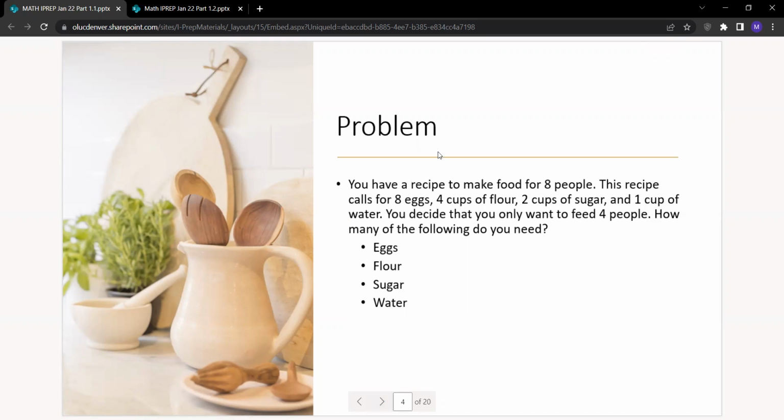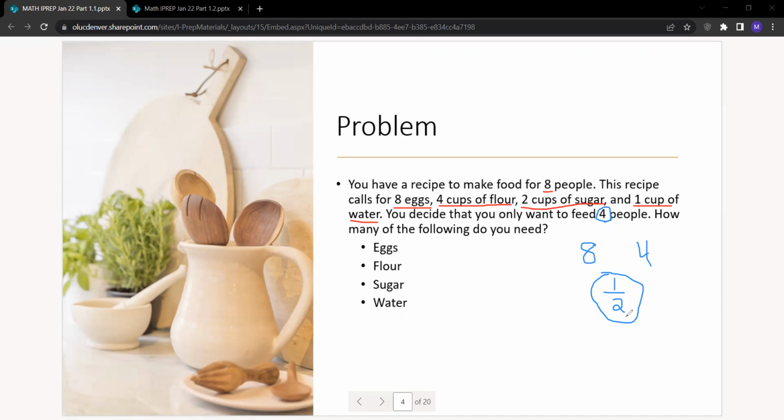So first, let's kind of go through what our question is asking. We have a recipe for 8 people, and that recipe calls for 8 eggs, 4 cups of flour, 2 cups of sugar, and 1 cup of water. And the question we're asking is, if we only want to feed 4 people, then how many do we use? So one way you can think about this is fractions. If we have a recipe that makes 8 people, and we need a recipe to make 4 people, 4 is going to be 1/2 of 8, right? Because 4 times 2 is 8, so 4 is going to be 1/2 of 8.